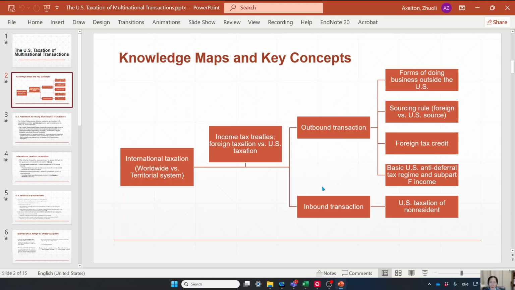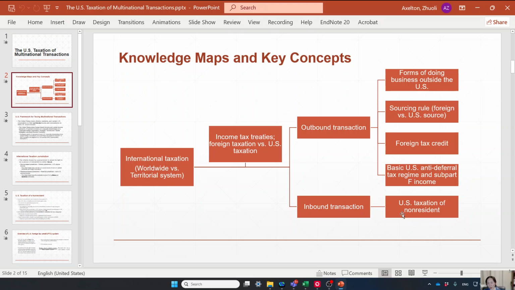And the other side of the transaction, in contrast to the outbound transaction, is the inbound transaction. That actually comes as a separate subtopic under international taxation. We briefly touch on it in this chapter. We're going to talk a little bit more about how the U.S. taxes the non-resident. We do have international students on campus, and they are required to file 1040-NR. It's a non-resident tax return.